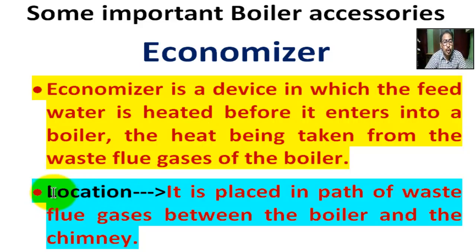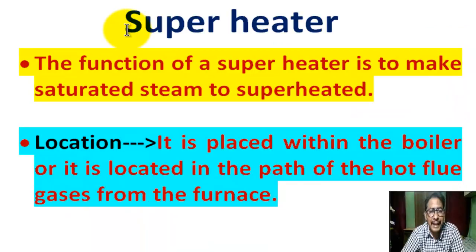Now, location of economizer. It is placed in the path of waste flue gases between the boiler and the chimney. Okay.